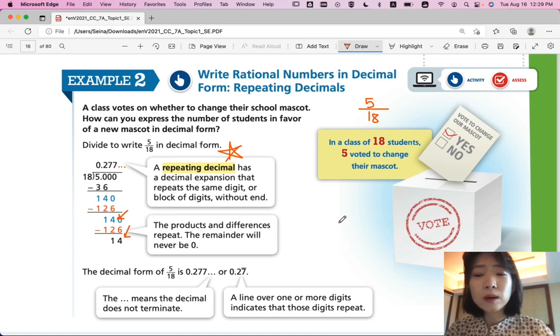So the decimal form of 5 over 18 is 0.277..., or you can write a repeating bar over the digit that is repeating. If you have 2 digits or 3 digits or more digits that are repeating, put a repeating bar over all the repeating digits. Okay?